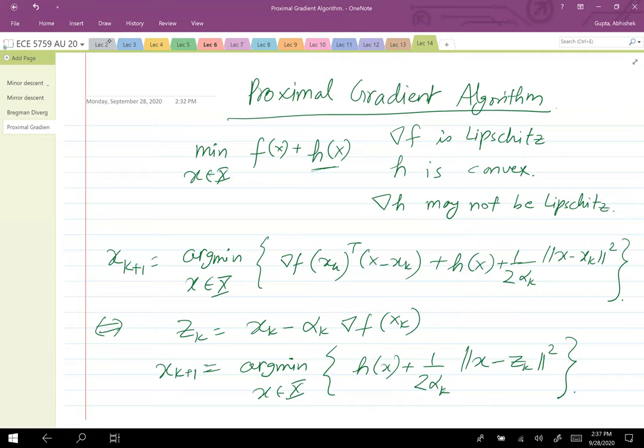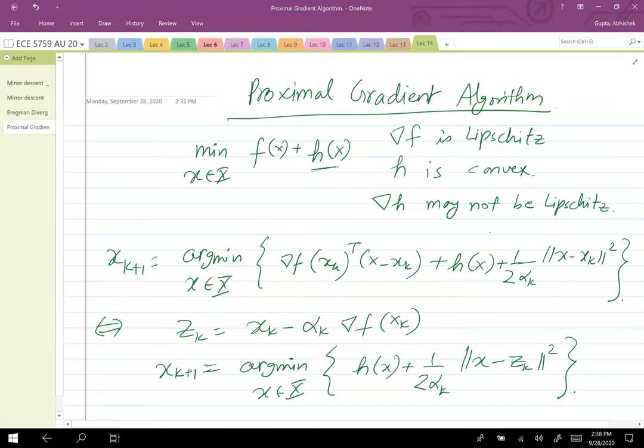Okay, so what is this algorithm? I have a sum of two functions in which the gradient of one function is Lipschitz continuous, whereas the gradient of the other function may or may not exist, or if it exists, it may not be Lipschitz continuous. But we know that h(x) is convex. And we want to minimize this sum of two functions over a convex set. So one idea is to use one of the existing methods that we have already studied to solve this problem, but it may not give you good performance because the gradient of h is not Lipschitz.